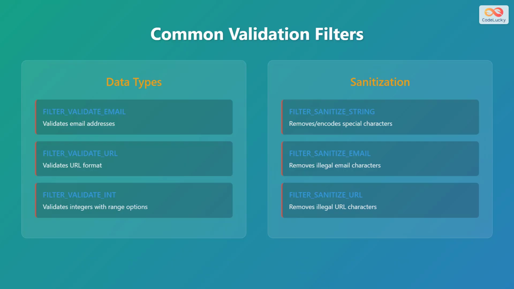When sanitizing data, we have FILTER_SANITIZE_STRING, which removes or encodes special characters from a string. We have FILTER_SANITIZE_EMAIL, which removes illegal characters from an email address. Lastly, we have FILTER_SANITIZE_URL, which removes illegal characters from a URL.